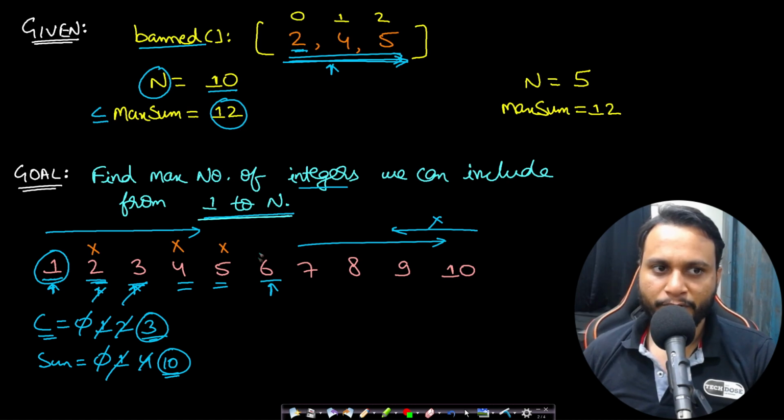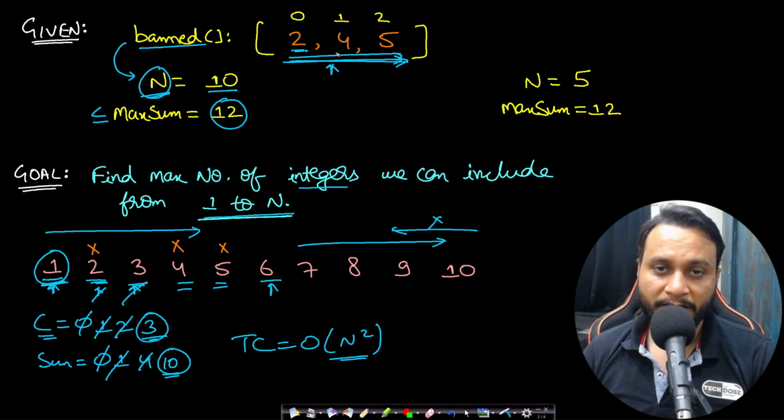Now if you follow this approach, then we already saw that the banned array can go till 10 to the power of 4 size, and n value can also go till 10 to the power of 4. So I will assume that the banned size is, let's say, n in the worst case. Therefore the time complexity of this approach will become order of n square. Because for each of the elements, you have to check in the banned array if it has been banned or not, right?